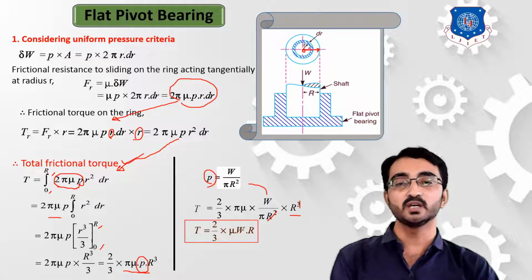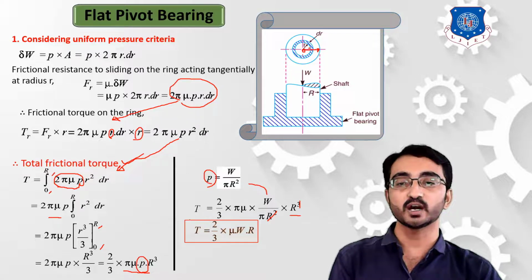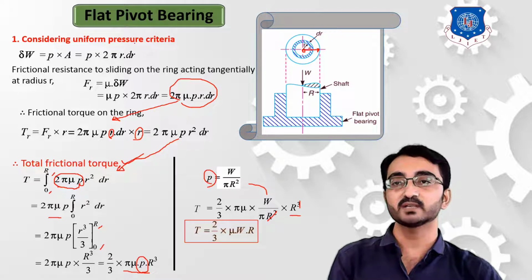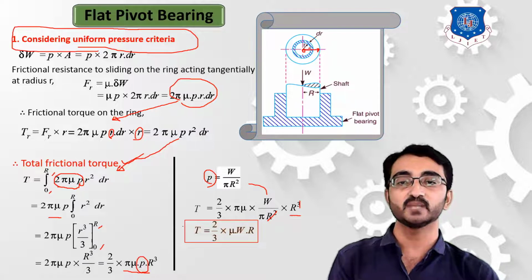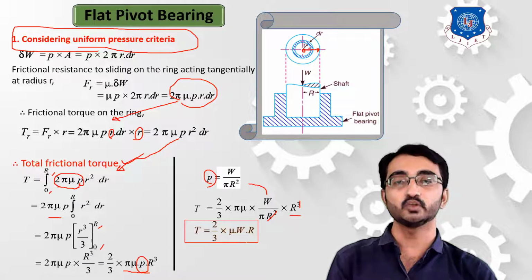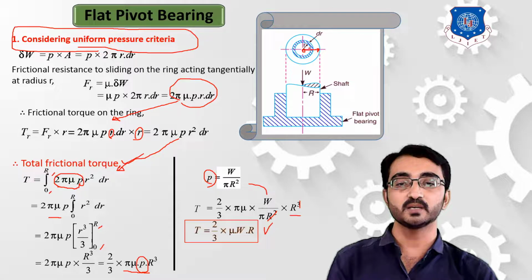Okay, so in this way we can derive that the frictional torque which is transmitted between the shaft and bearing surface, when we have considered the uniform pressure criteria, will be T is equal to 2 by 3 mu WR, and this equation is very much important from the examination point of view.